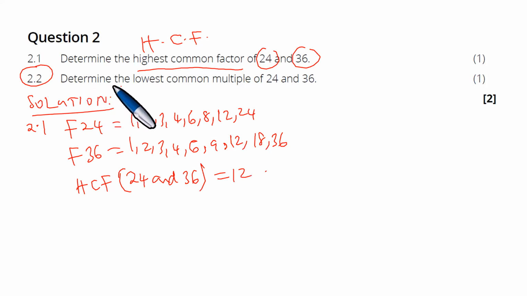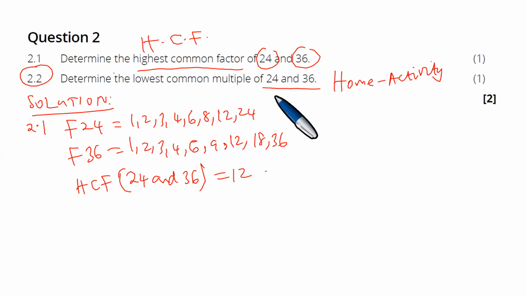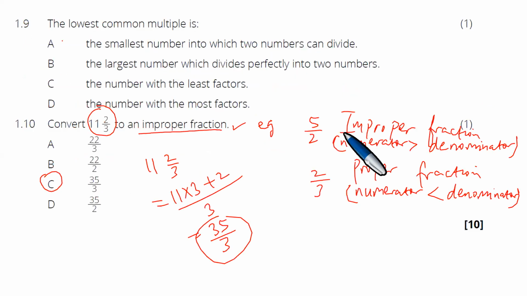As your homework, you're going to do 2.2. Determine the lowest common multiple of 24 and 36. This one is your home activity, to do at home. And then also there is this one, your home activity. What is the home activity? The lowest common multiple is.